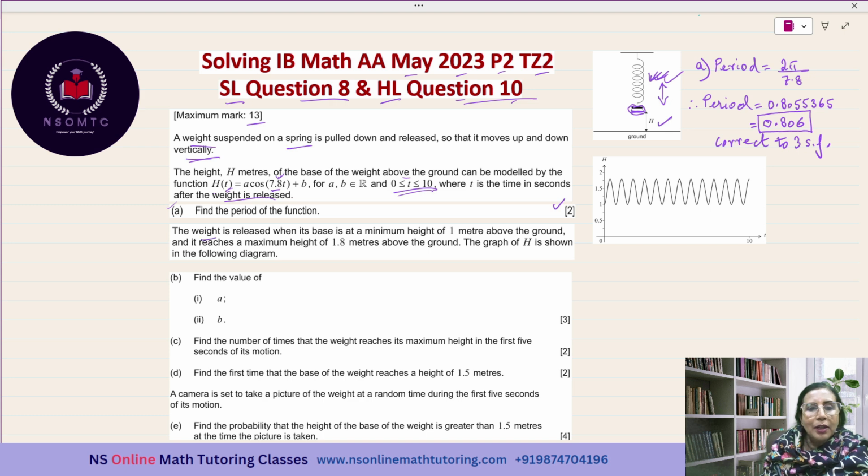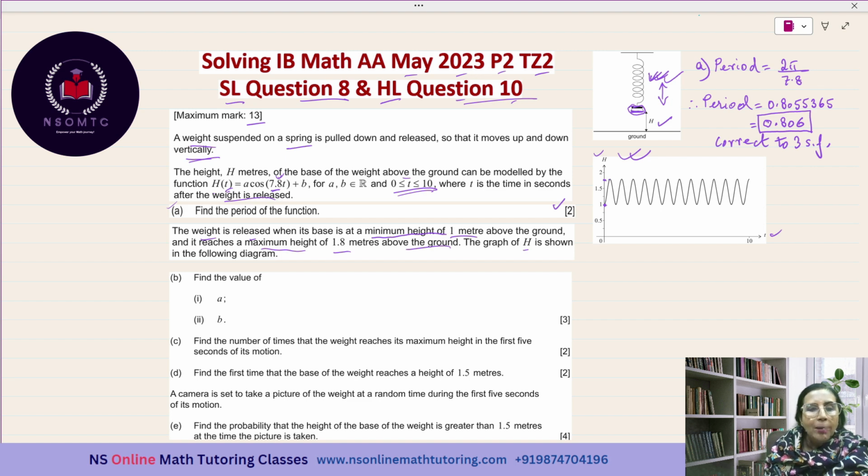Next, the weight is released when its base is at a minimum height of 1 meters above the ground and it reaches a maximum height of 1.8 meters above the ground. The graph of h is shown in the following diagram. This is the graph of h. This is the time and this is the h. And you see the minimum height above the ground is 1 and the maximum height is 1.8. This is the maximum height.